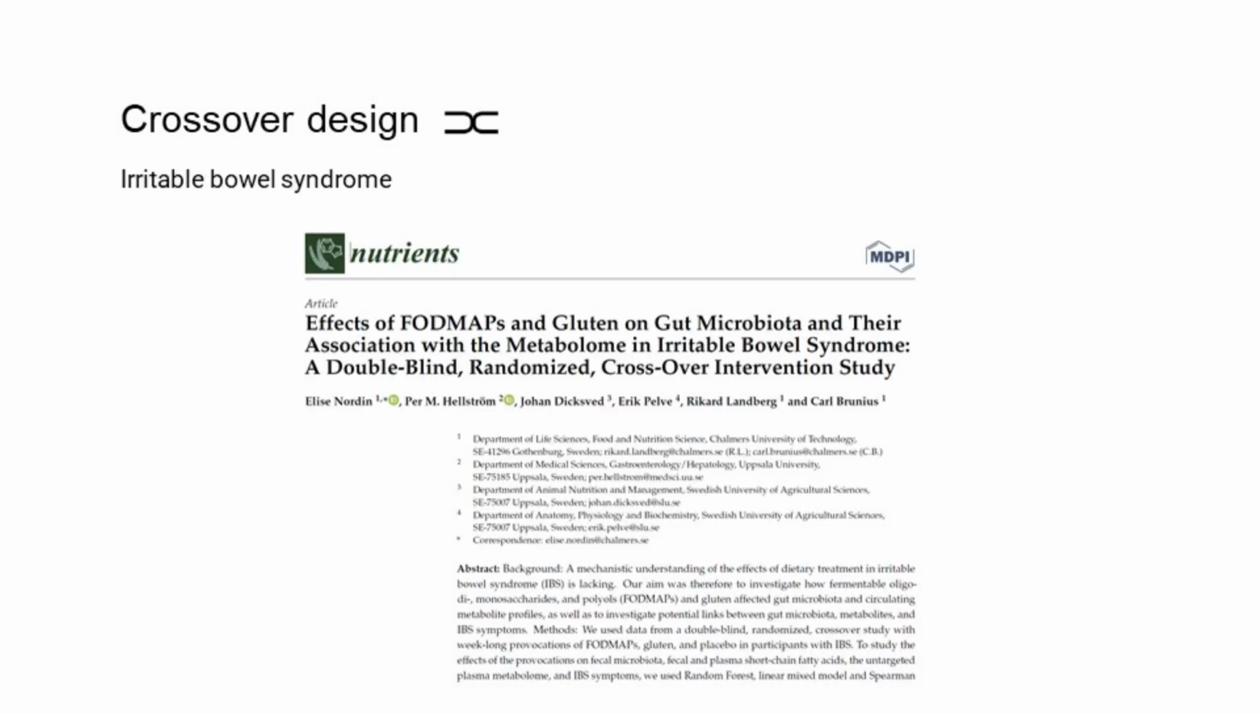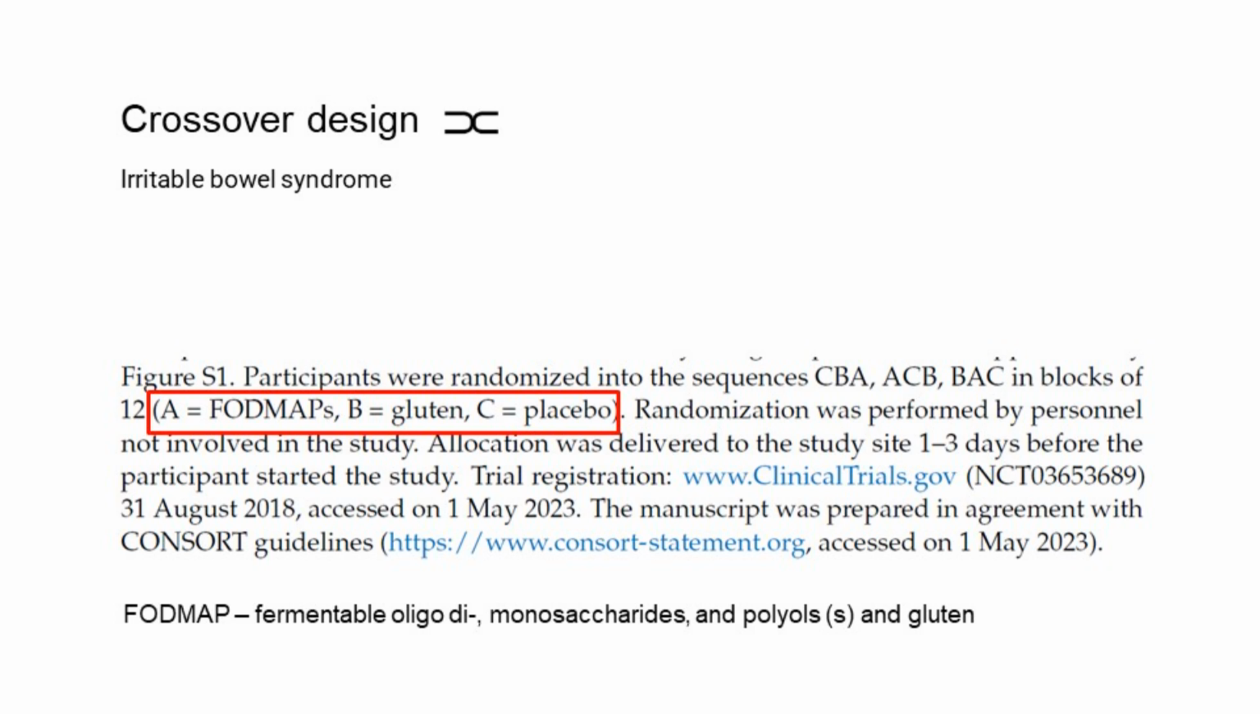For a closer look, I chose another nutrition article. Here we have patients with the irritable bowel syndrome and 3 types of diets. Diet A is FODMAP, which is an abbreviation for fermentable oligo-, di-, monosaccharides, and polyols, and gluten if you are interested, but it's not a point. B. Gluten. C. Placebo. And patients were randomized to sequences CBA, ACB, BAC, meaning those who were on CBA first were on placebo, C, then on gluten, B, and then on A, FODMAP.